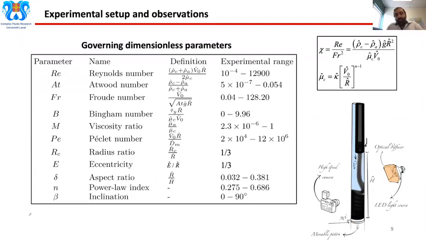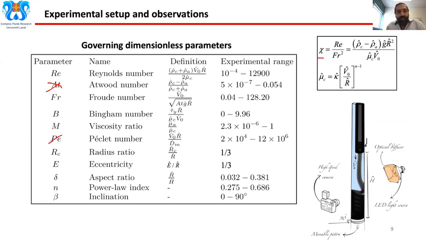In terms of the governing dimensionless numbers, based on dimensional analysis, we can obtain several of them, including the Reynolds number, Atwood number, Froude number, Bingham number, viscosity ratio, Péclet number, radius ratio, eccentricity, aspect ratio, the power-law index of the viscoplastic fluid, and the inclination. We also have an important number, chi, which is a buoyancy number, a combination of the Reynolds and Froude numbers. In our work, we are considering a small density difference, so we are basically neglecting the Atwood number.